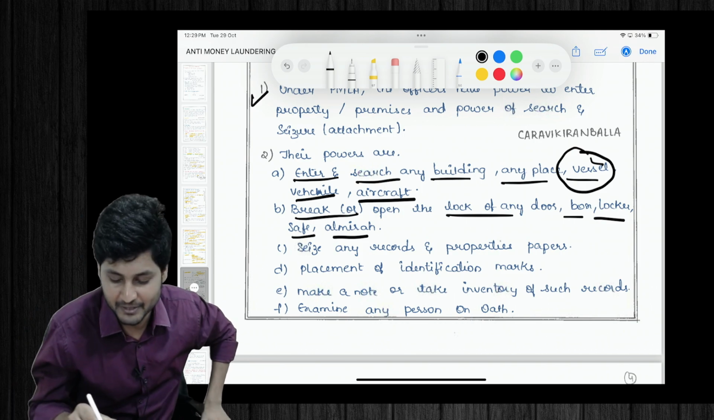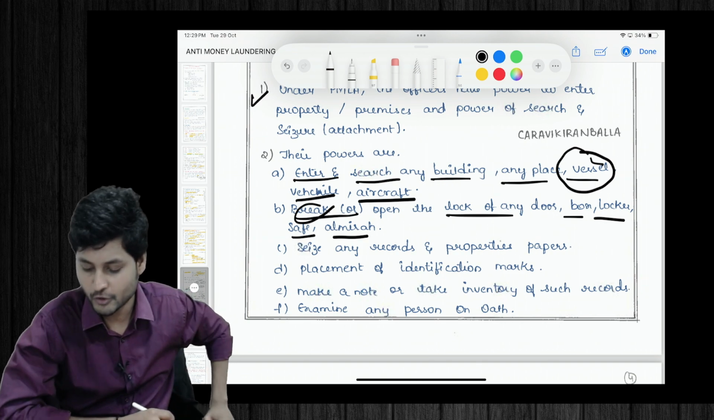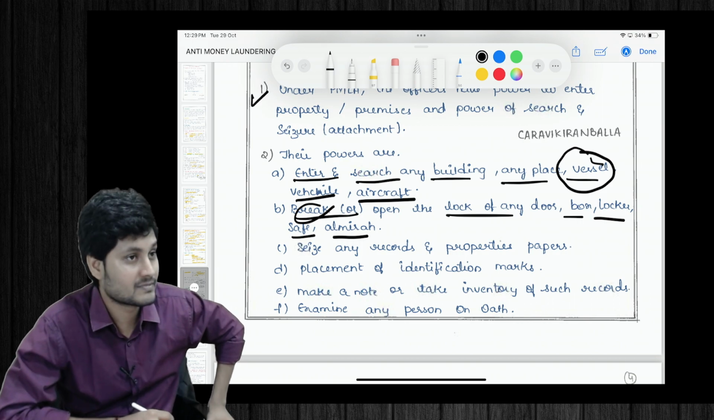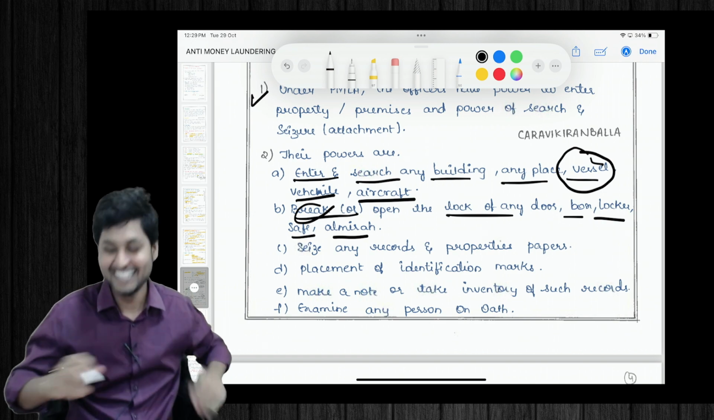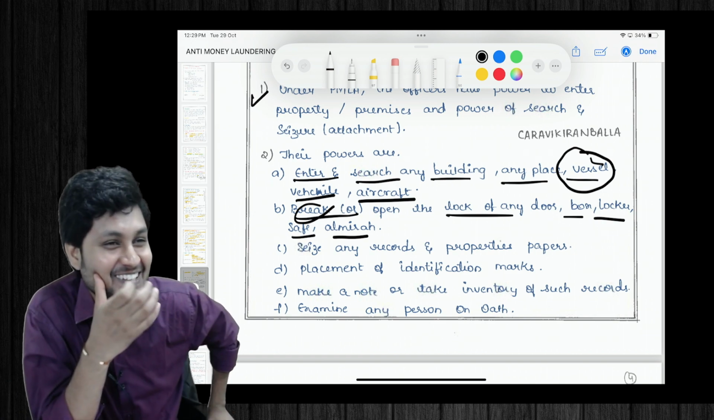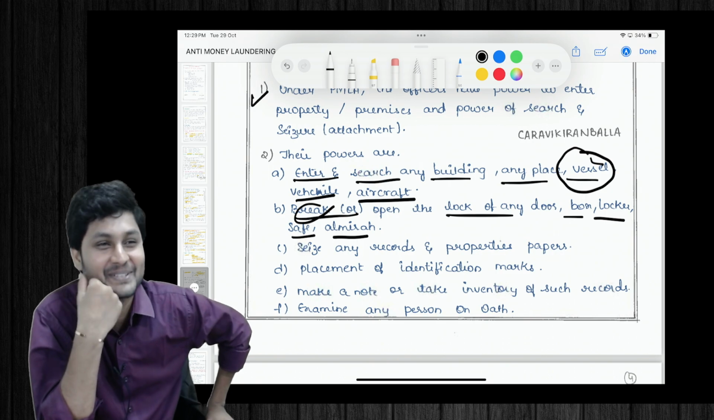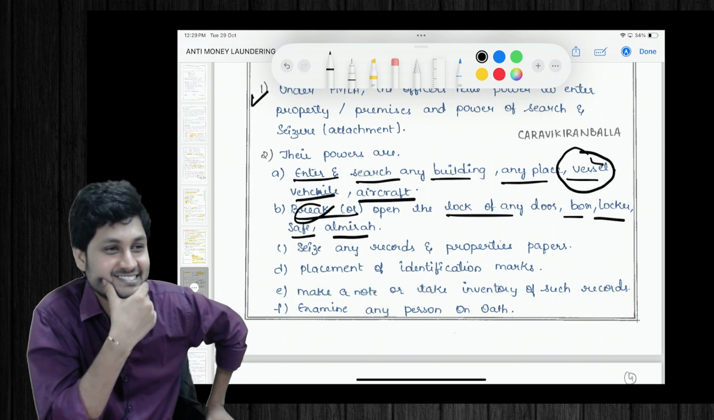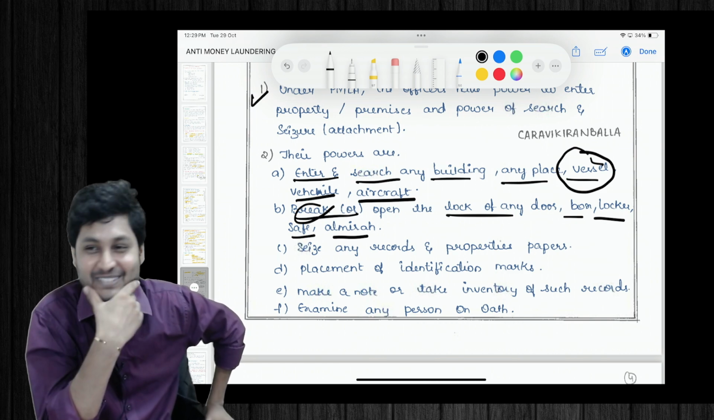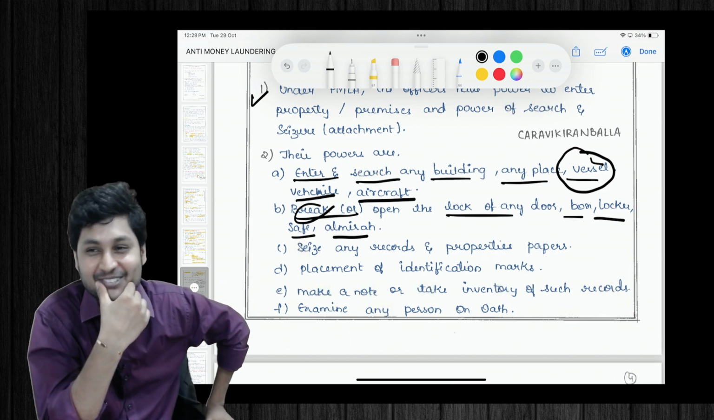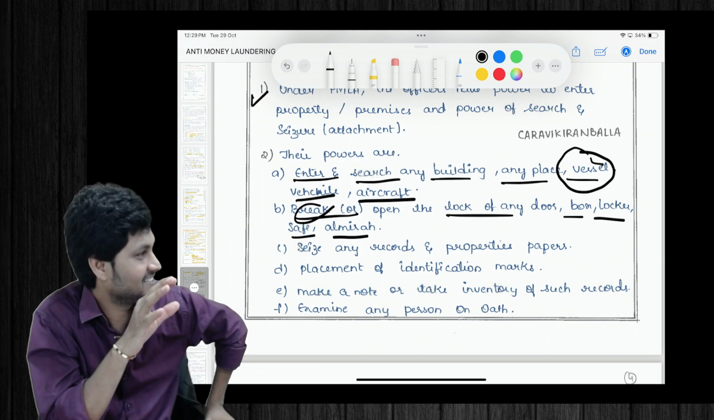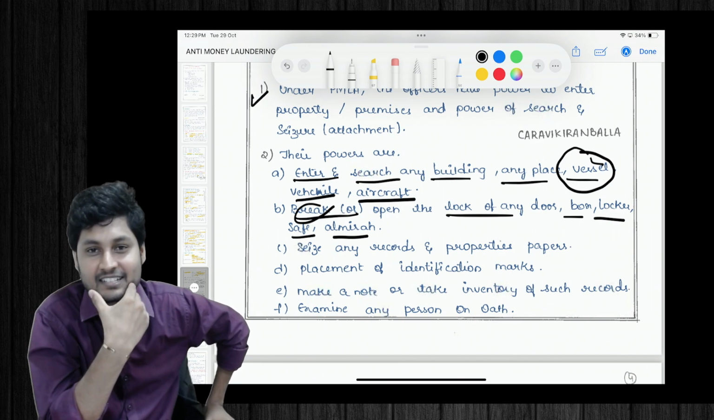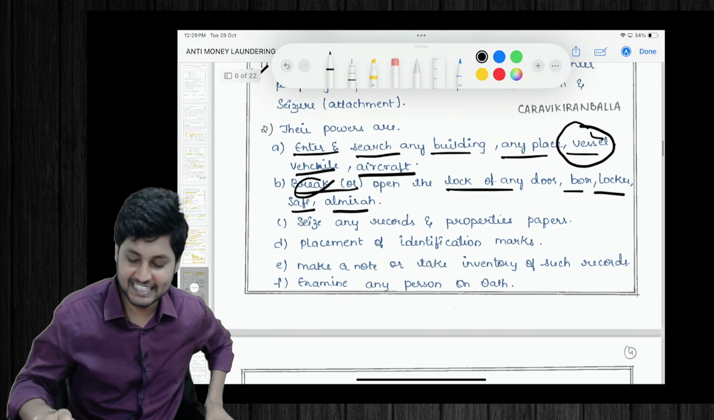So this is what we identified. Break, open the lock of any door, box, locker, safe, almirah, etc. When there is no money inside that wall, they won't construct it back. They will say sorry, wrong information, and just go out. So you must take care of this wall, reconstruct it again. Seize any records and property papers.